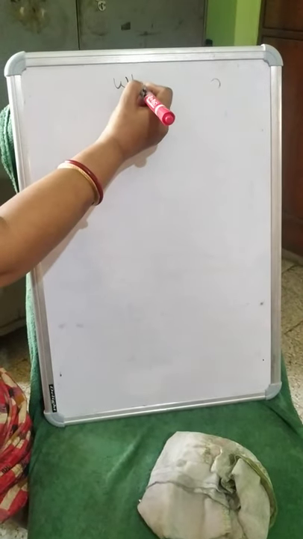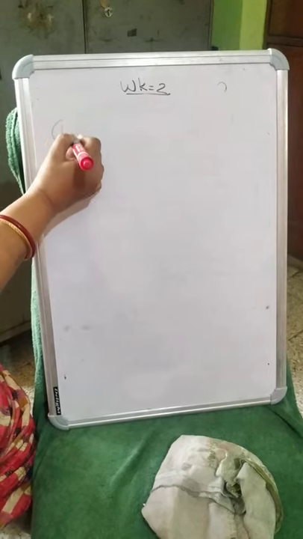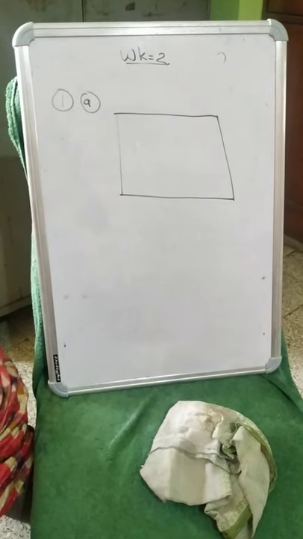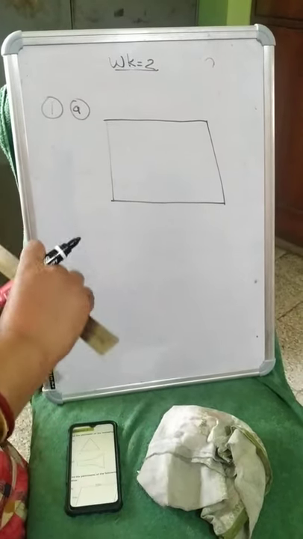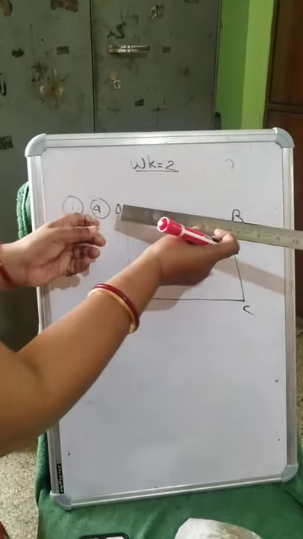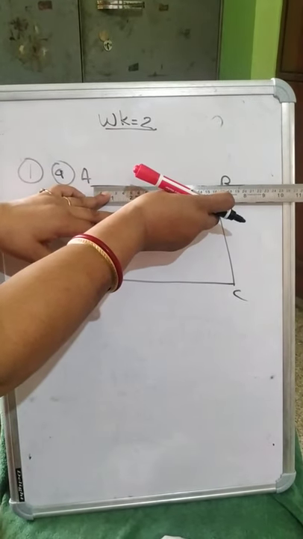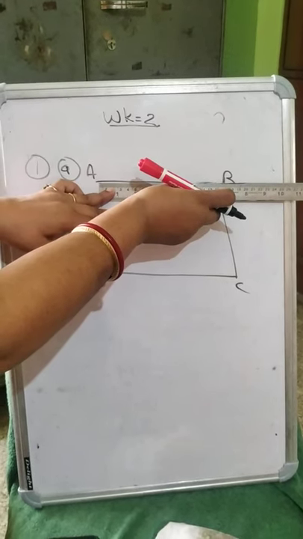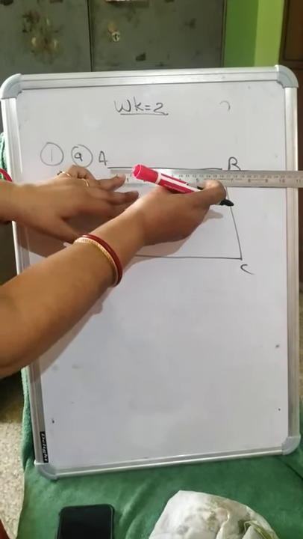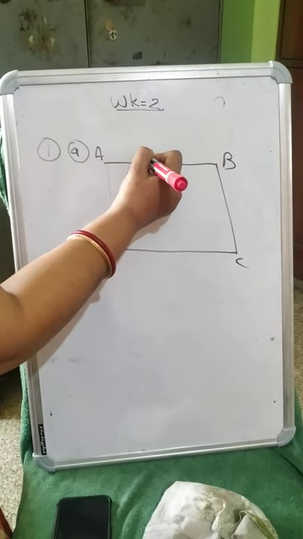In worksheet number 2, question number 1, A. What is the question? Find the perimeter by measuring the sides. So firstly, for example, this is the closed figure. You have to measure the sides of the closed figure. Here the names are A, B, C and D. Firstly we start from this side. I will put 0 at vertex A and keep the base of the ruler on this line segment AB. It is 16 centimeters.